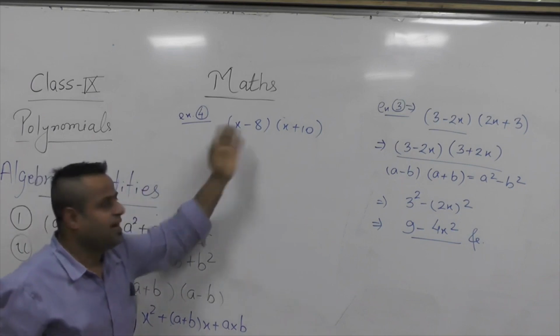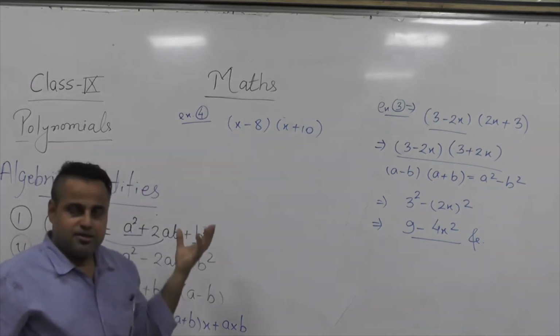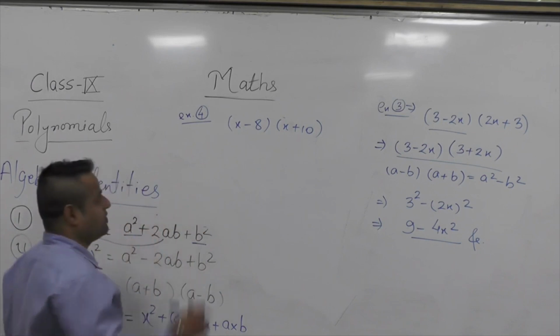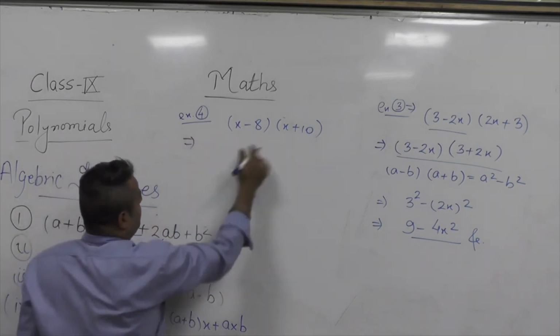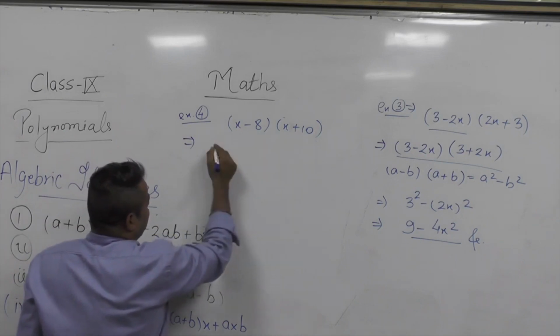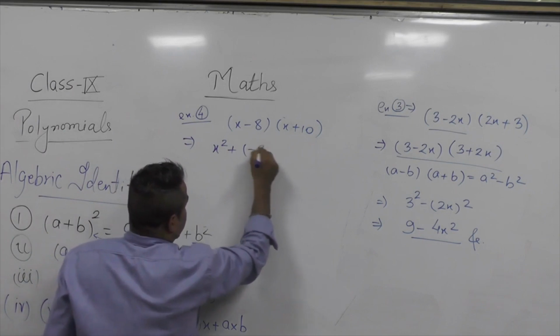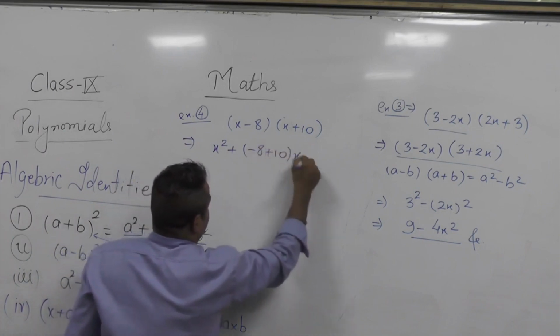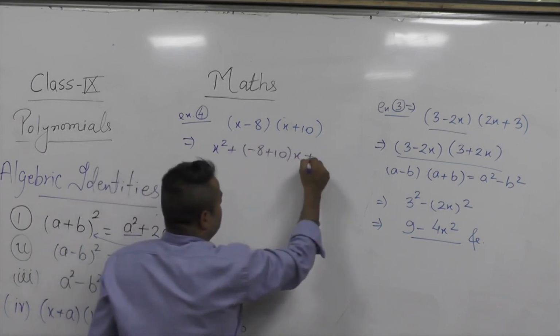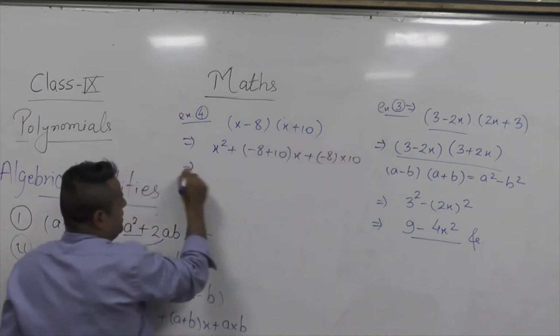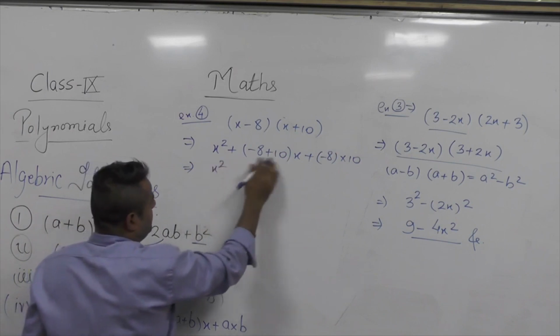See, we can take the sign of 8 as well, but we are applying the same identity that we have written. Now see, we are assuming it as (x plus a)(x plus b), so x square plus (a plus b) x. So minus 8 I am taking here because 8 has a negative sign. Then plus a into b, again minus 8 into 10. Okay, now just solve it.